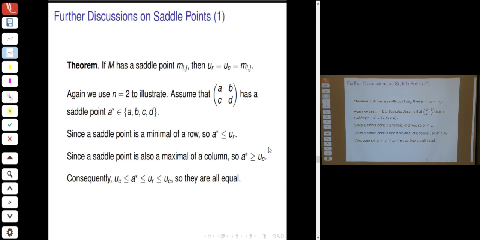So let us have some further discussion on saddle points. If the payoff matrix M has a saddle point, then actually UR is equal to UC, and if the saddle point is Mij, then the common value is Mij. Okay.